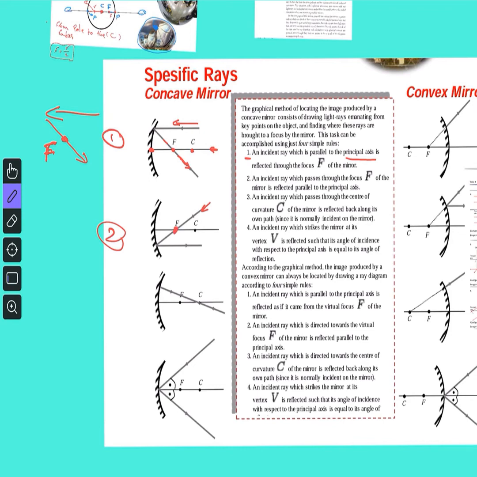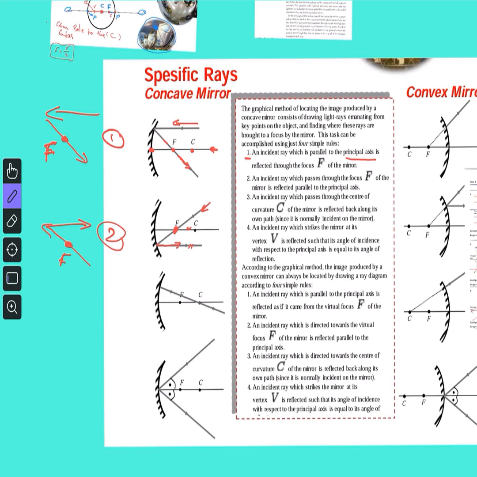When you send light through the focal point, it hits the mirror and is reflected back straight and parallel to the optical axis. Look, this is parallel to the optical axis, isn't it? So when you send it through the focal point, it must be reflected back straight. That is rule number 2.